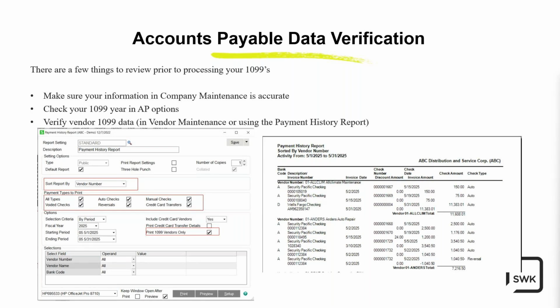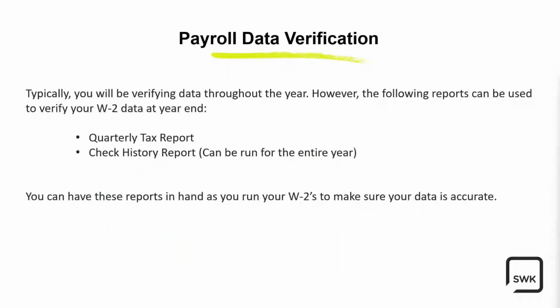Also, if they aren't accurate for some reason, you can fix that data in vendor maintenance, providing you have security access to do so. And I'll show you that in a little while as well. So we do the same thing for payroll, right? We want to verify the data. Typically, you'll be verifying data throughout the year, with payroll especially, but the following reports can be used to verify your W-2 data. You can use a quarterly tax report and a check history report for the entire year.